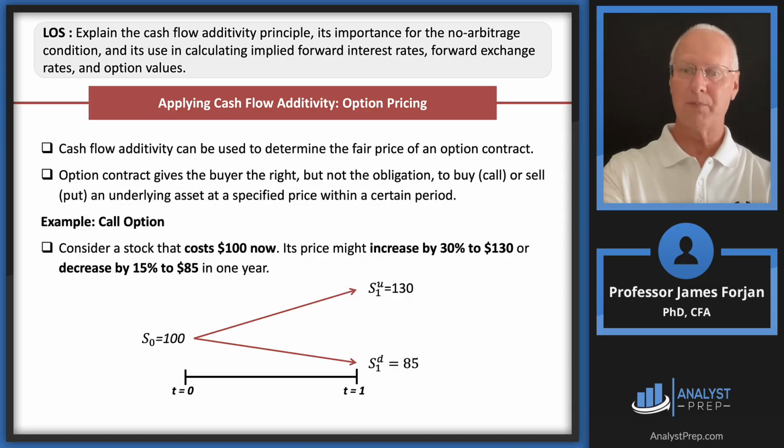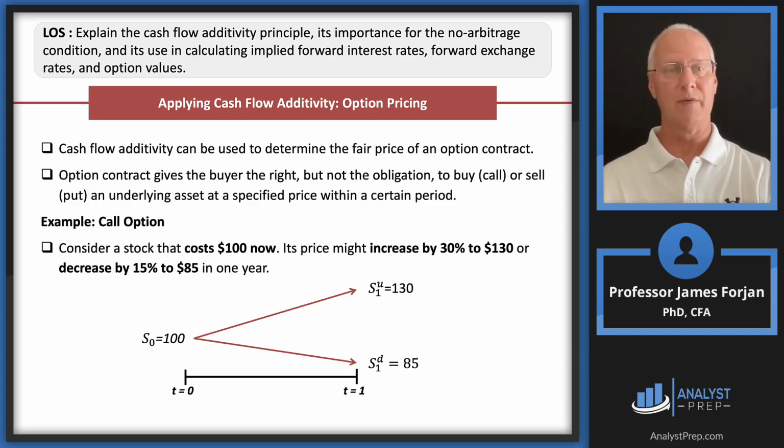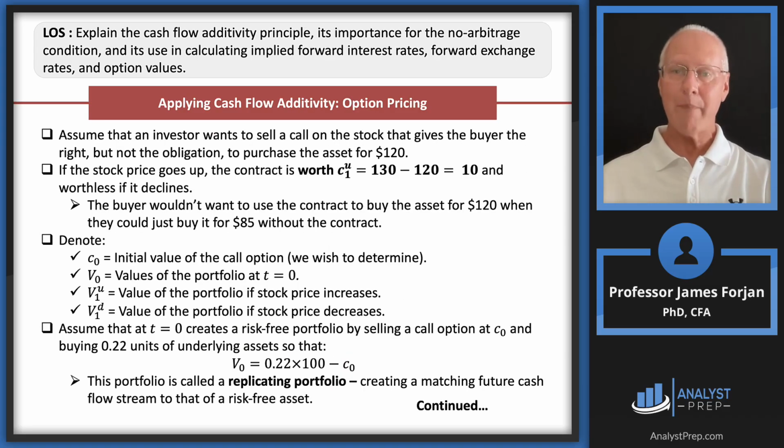Well, if the stock goes up to $130, this is great news for you, right? You get to buy it from me for 120, and then you go to the New York Stock Exchange and sell it for 130. This is called an in-the-money option. Wow, that's awesome. But what if the price goes down to $85? Well, there's no way you're going to pay me 120 because you can go to the New York Stock Exchange and buy for 85.